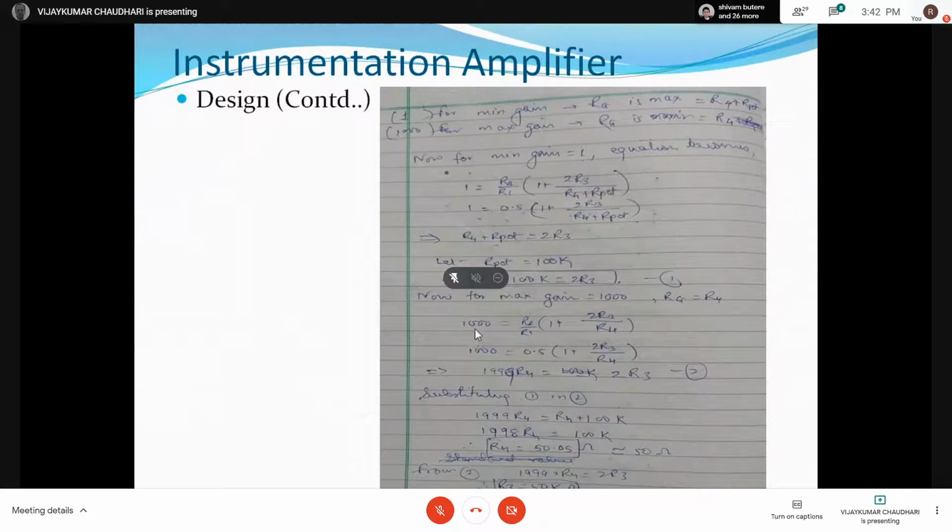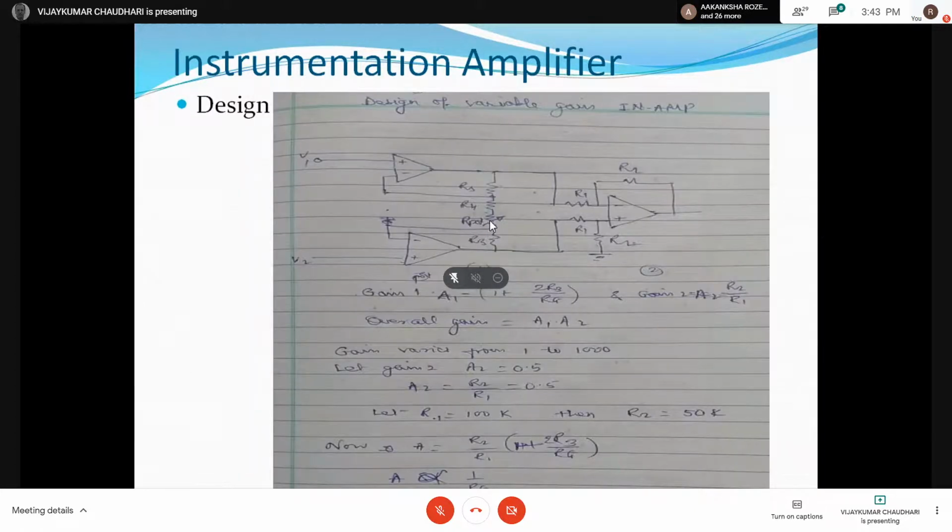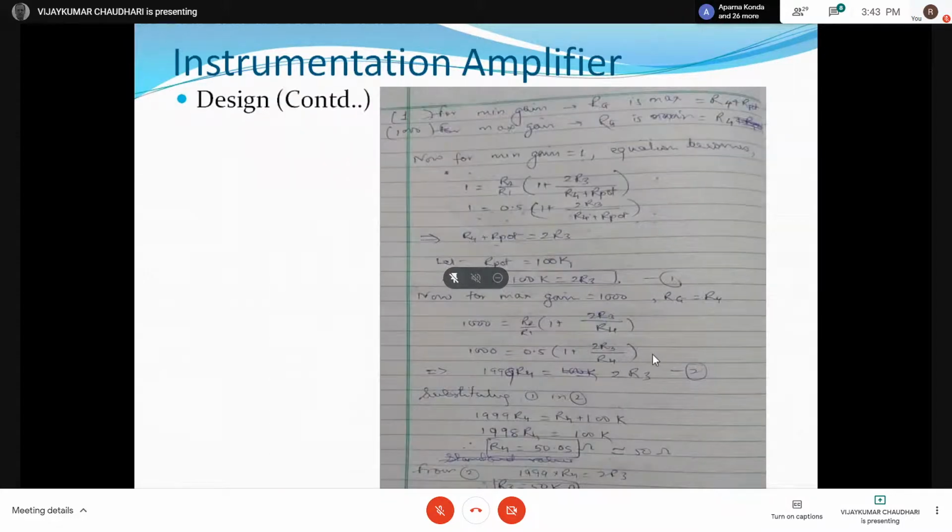Now let's again repeat it for maximum gain. For maximum gain, the equation will be 1000 equal to the second stage gain into the first stage gain. But in this expression, if we want maximum gain, Rg should be minimum, and the minimum value of Rg is R4, because if this is set to 0, this resistance Rg will be only R4. So Rg will be R4 only. With R2 upon R1 as 0.5, which we have already assumed, solving this expression we get 1999 R4 is equal to 2R3. So that is equation number 2 for maximum gain.